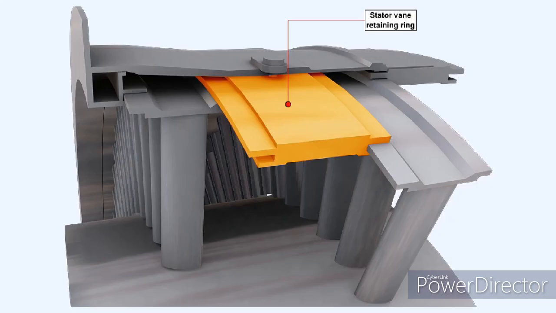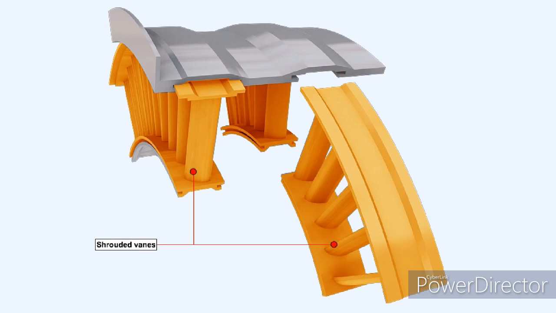The stator vanes, similar to the rotor blades, are also airfoil-shaped. They are either fixed into stator vane retaining rings, which are themselves fastened to the casing, or they are fixed to the compressor casing directly, as are these shrouded vanes shown here. The shrouding at the inner ends of the stator vanes prevents them vibrating. The vibration can be induced by the velocity of the airflow over them.